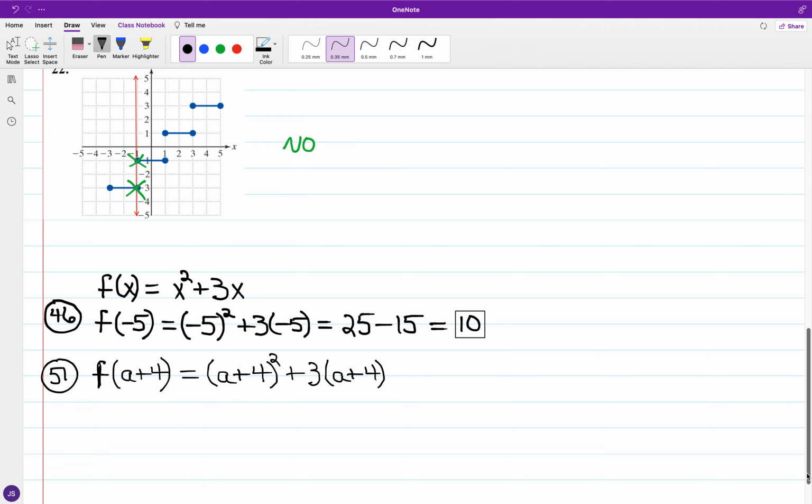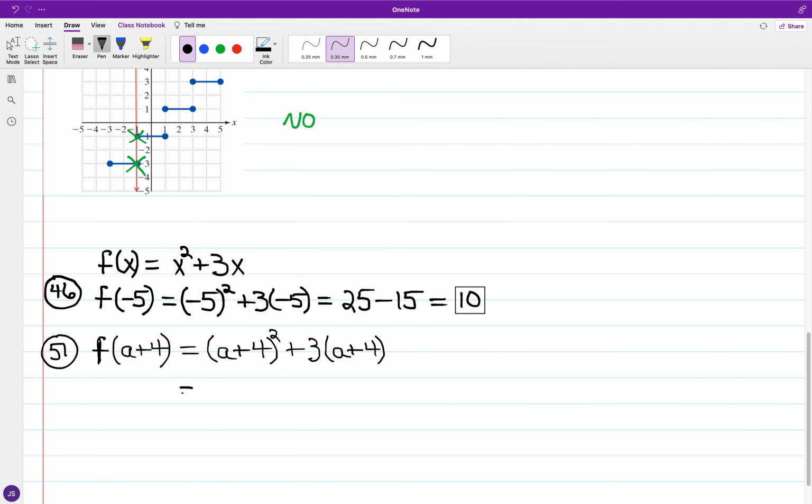I'll just move this on down. Okay, so for a plus 4 squared, that is a plus 4 times itself. If you were to envision FOILing it out, you've got your first product at a squared, outside product would be 4a, inside product is also 4a, last product is 4 times 4, which would be 16. Then with the terms that follow, upon distributing 3 over the quantity a plus 4, we're going to have 3a plus 12.